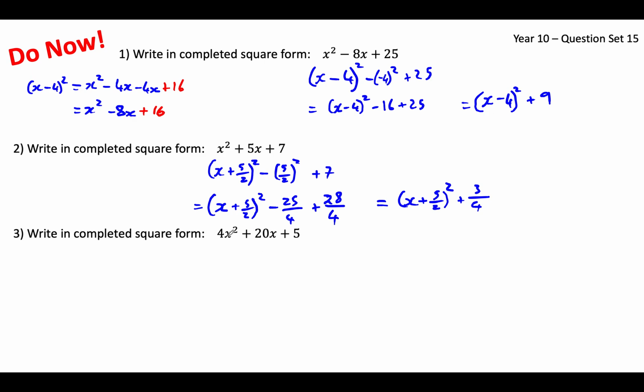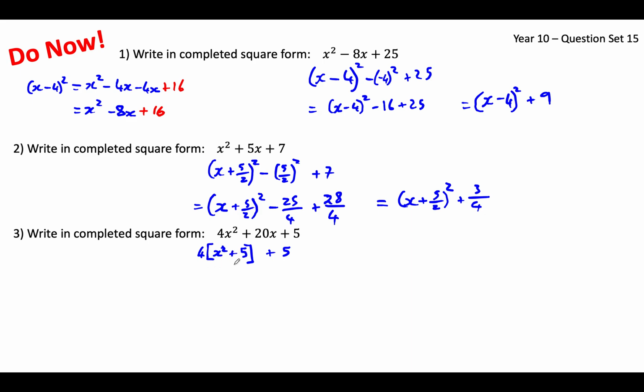This one, now remember, when we've got this number, this coefficient in front of x squared, the first thing we're going to do is put that outside a little bracket, and I like to use a square bracket because it kind of shows you a little bit easier what's going on. So I'm going to basically factorise the first part of this expression, the 4x squared plus 20x, to get 4 brackets x squared plus 5x. So that is all equivalent to 4x squared plus 20x. And then I've got my plus 5 on the end.